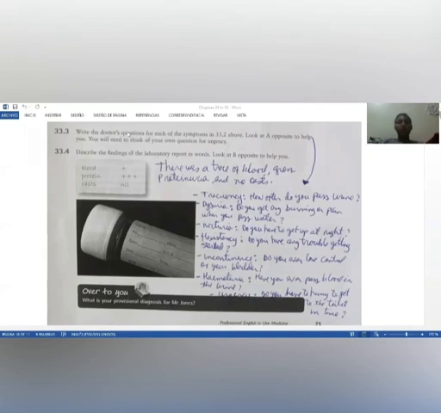Write the doctor's question for each of the symptoms in 33.2 above. Look at A opposite to help you. You will need to think of your own question of urgency.